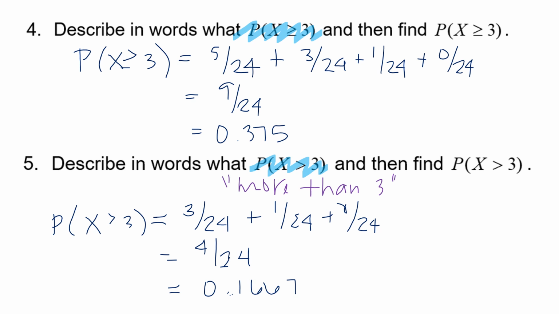And I'm going to leave things as decimals unless it asks me to interpret the probability, or if it asks me to write it as a percent. That would be the only reason.